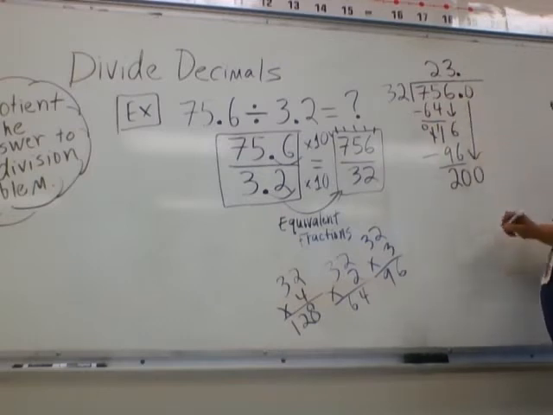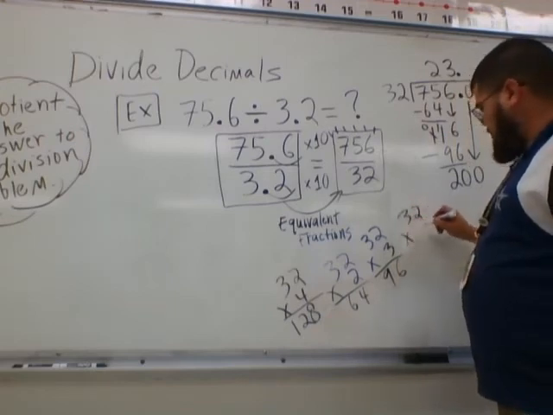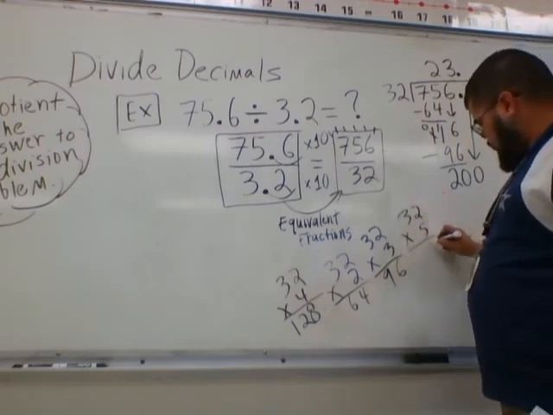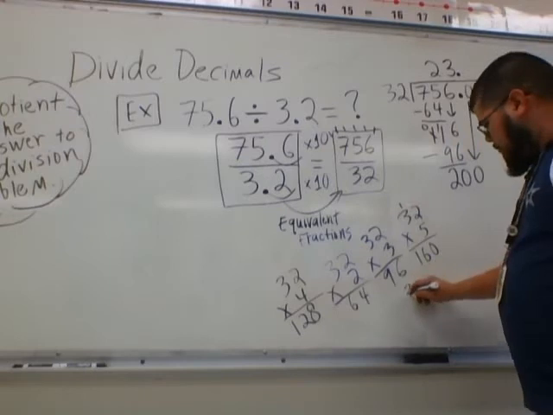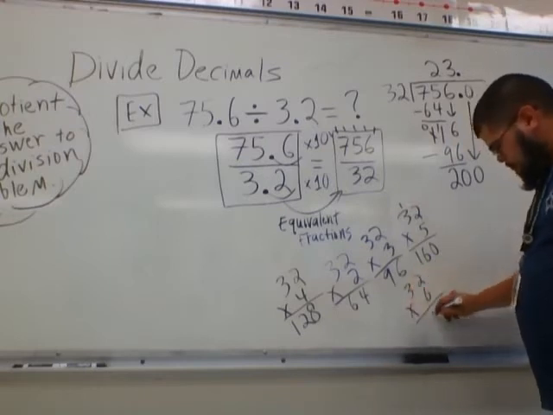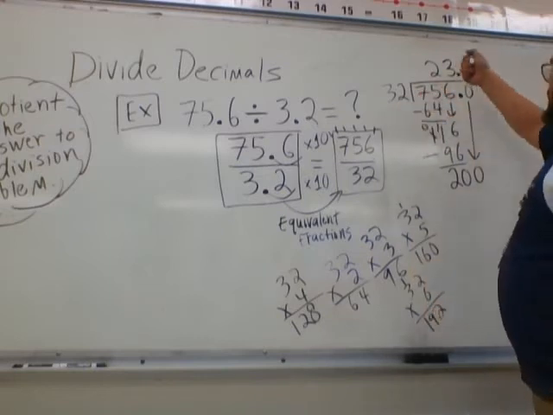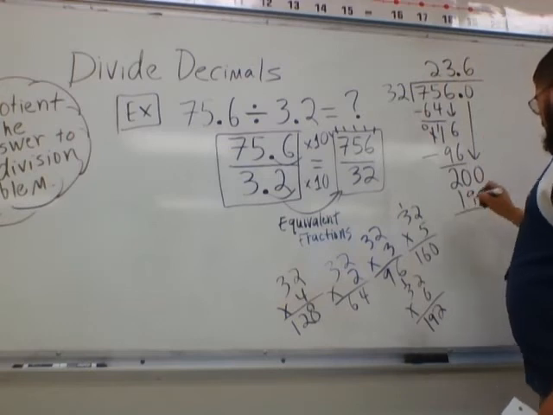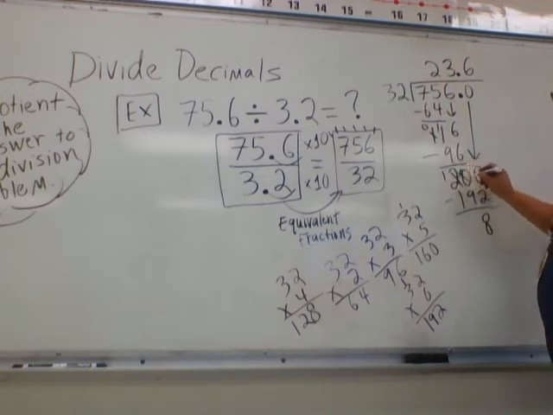Now we got to bring this 0 down and say, okay, how many times does 32 go into 200? Well, 128 is too small, so we got to keep going. 32 times, let's try 5. 5 times 2 is 10, and then that's 160. I think we can go one more up. 32 times 6, that's 192. So 32 times 6, 192. 200 minus 192, we're going to get 8. We got to borrow: 10 minus 2 is 8. 9 minus 9 is 0. 1 minus 1 is 0. Okay, we can bring another 0 down.